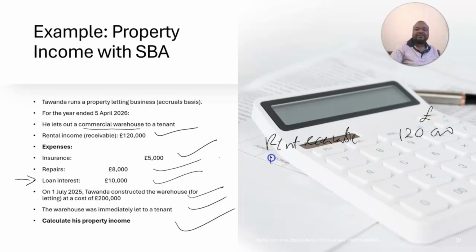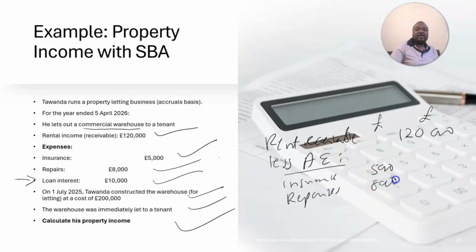Then less allowable expenses. Insurance, is it allowable? Yes. Insurance, that's £5,000. And repairs, 8,000, they're allowable. Loan interest, because this one is commercial property, is fully allowable. And this comes to 23,000.